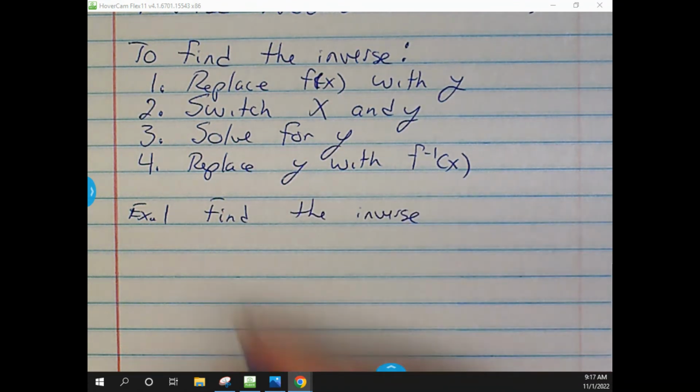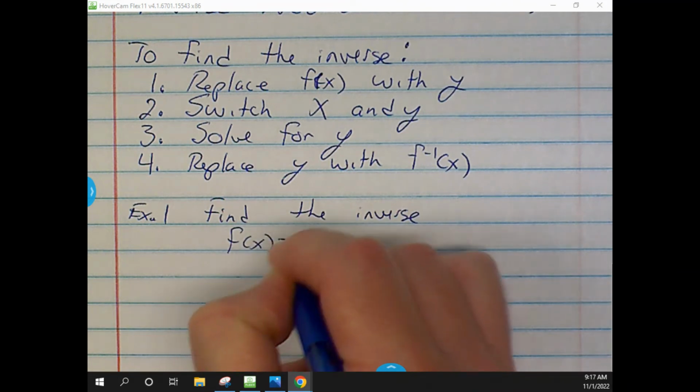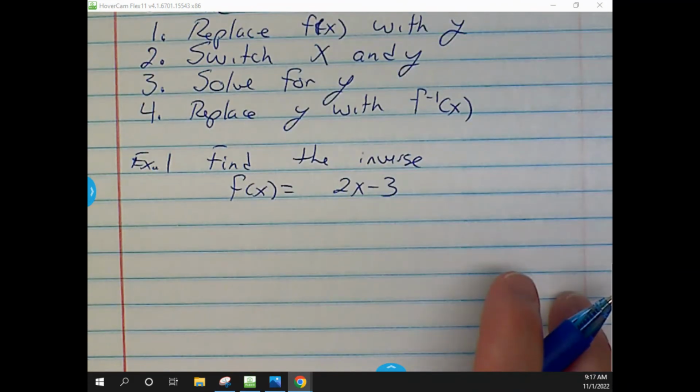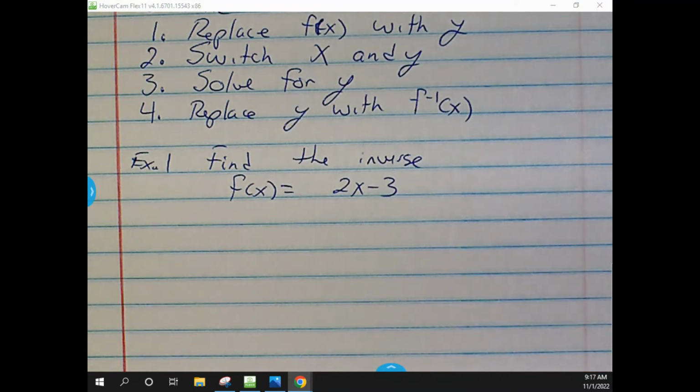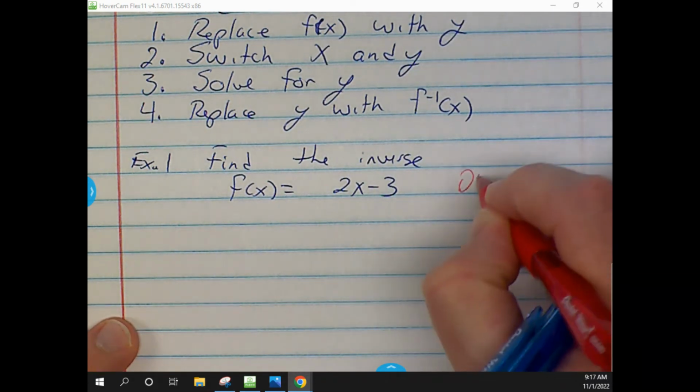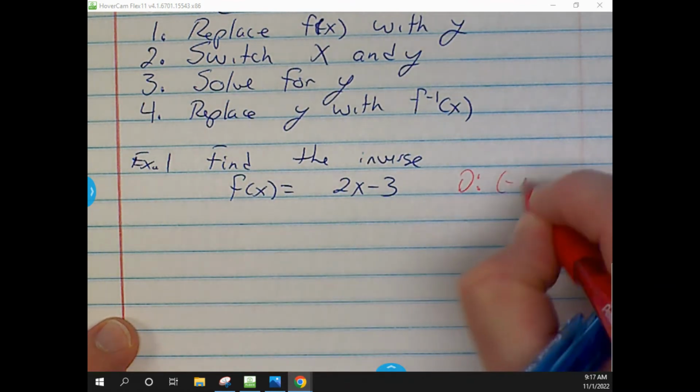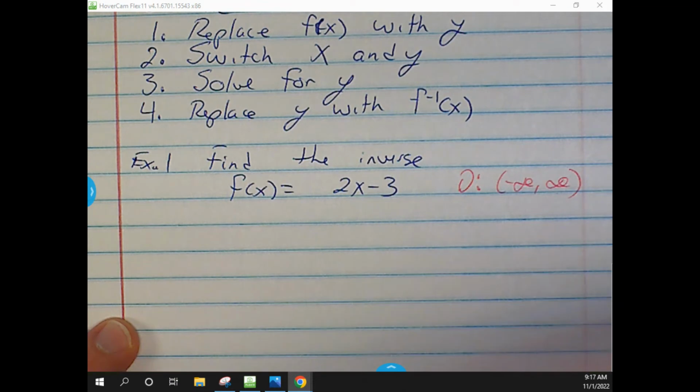All right, so let's find the inverse of 2x minus 3. Okay, now one little thing that we'll go back and talk about what we were talking about yesterday a little bit. If we're talking about the domain on this one, if it's a function, the domain should be negative infinity to infinity.